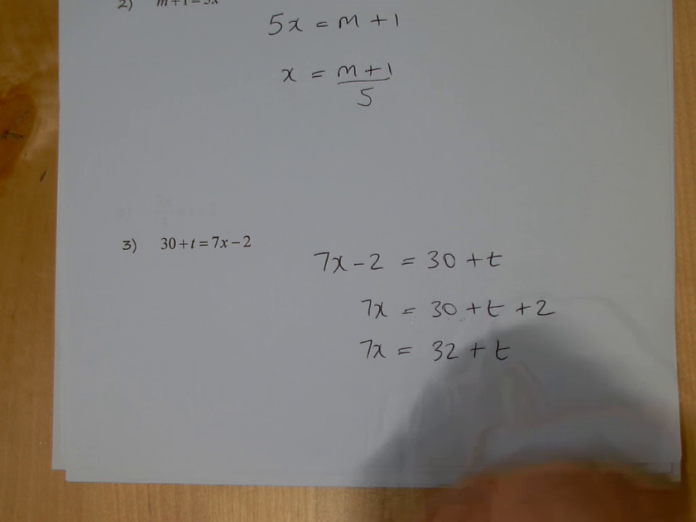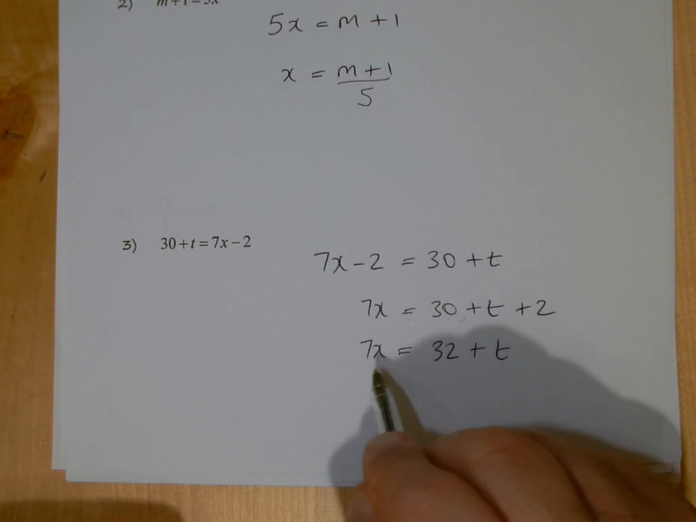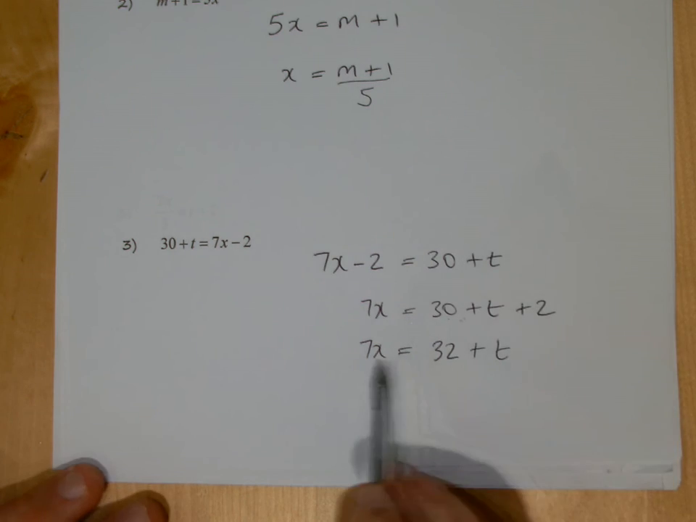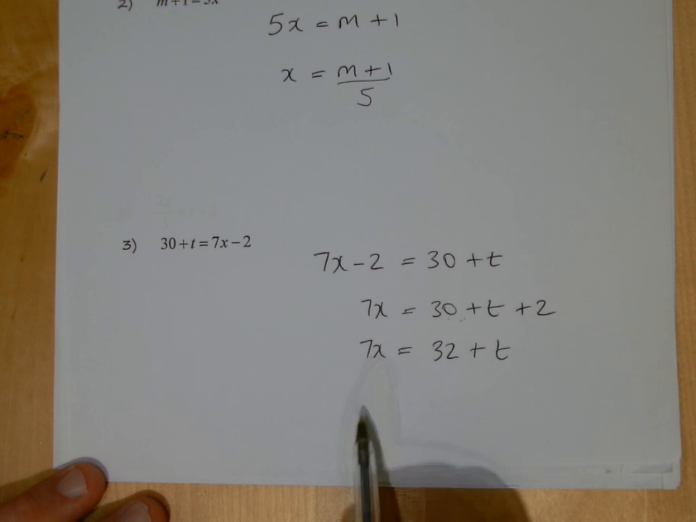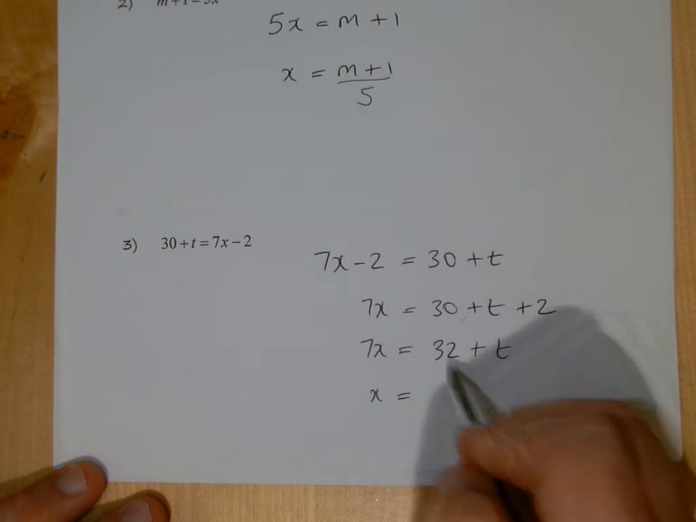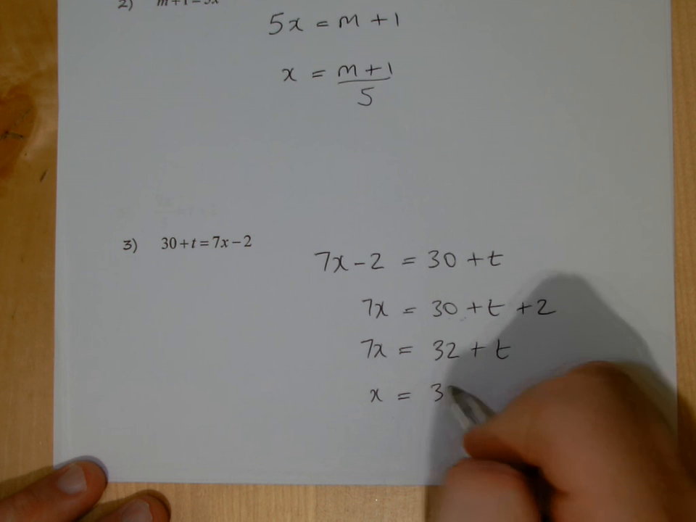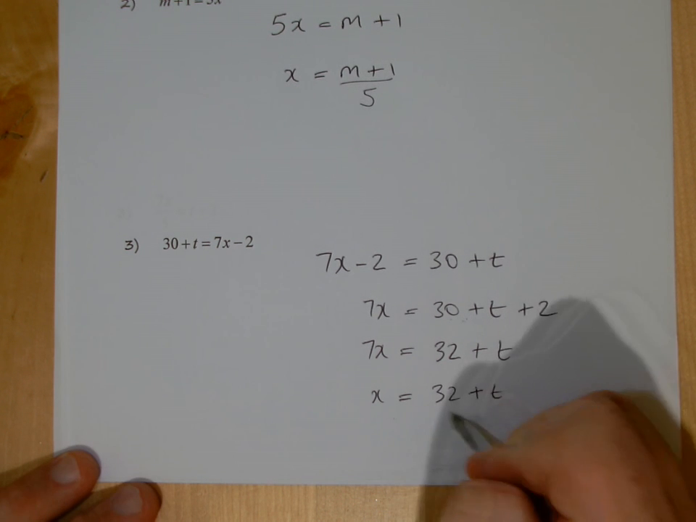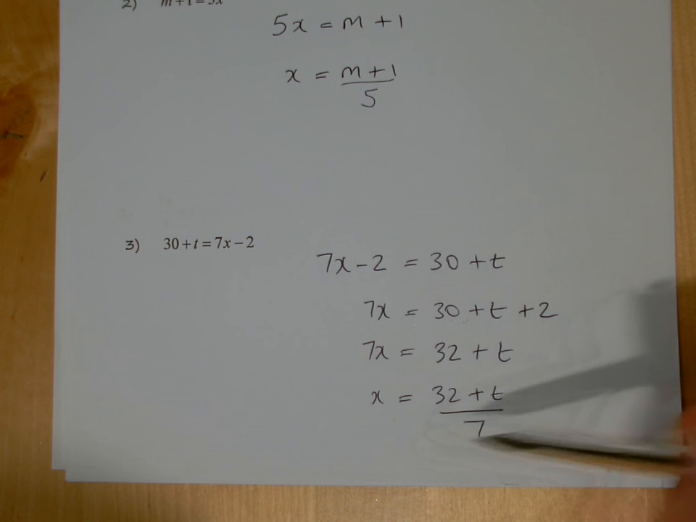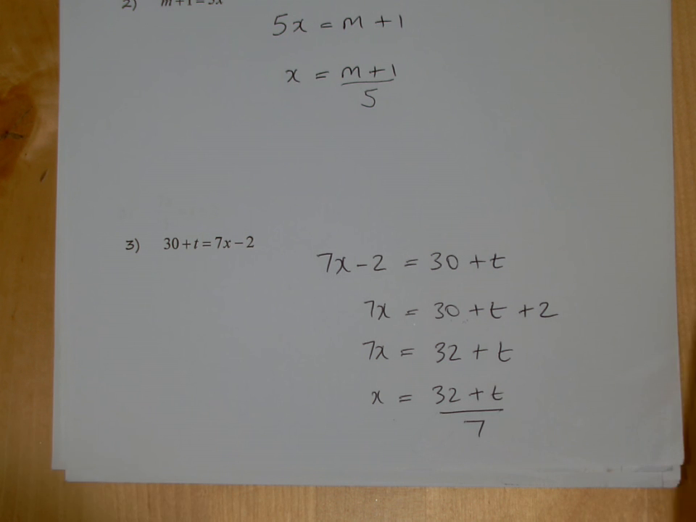So 32 plus t. And then you've got this last step to get x, and it's similar to the question before. Just appreciate you're timesing 7 by x. So when you take that 7 over, you've got to do the opposite and divide. And you've got to divide the whole thing. So 32 plus t, divide the whole thing by the 7. And then you've got your x equals something. So you've made x the subject of the formula.